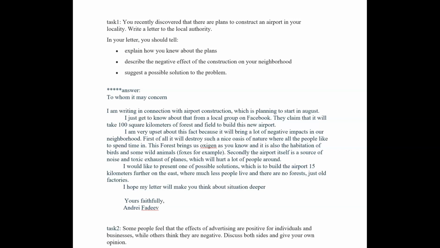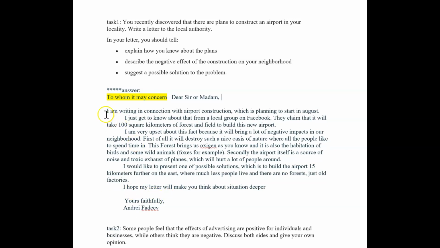So the first one, task 1: you recently discovered there are plans to construct an airport near your locality. Write to the authority. You should explain how you knew about the plans, the negative effect on your neighbourhood, and a possible solution. Okay, so I wouldn't write that. I know you might write that sometimes in an email, but because this is really an exam and they're looking for certain things, you'd have to write dear sir or madam. In which case you'd have to end yours faithfully.